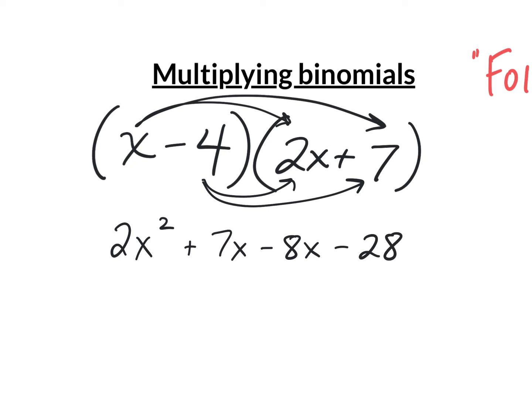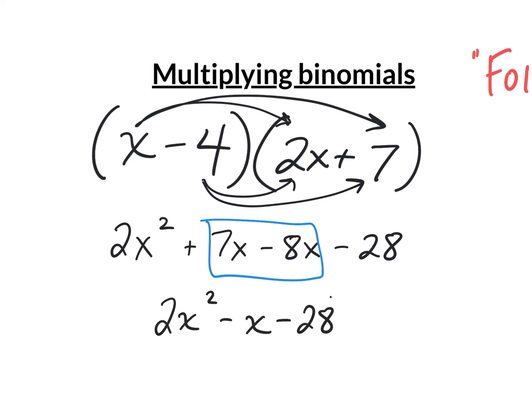The last step here, I'm going to have to combine my like terms. So my final answer here is going to be 2x squared minus x minus 28. When we multiply binomials together and they are both linear, the result will be a quadratic trinomial.